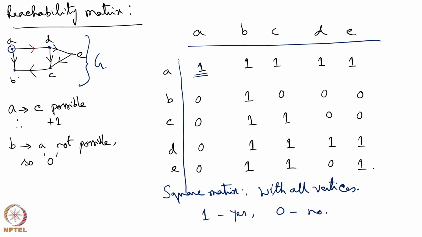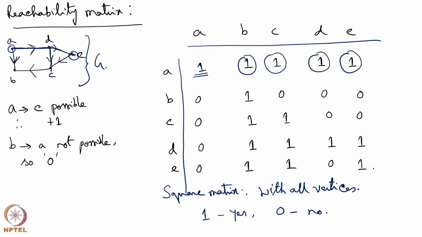Now, from A to B can I reach? Yes, I can see an arrow, therefore 1 is added here. Can I reach from A to C? The answer is yes, first A to D, then D to C. So, here I put 1. Can I reach A to D? Yes, of course, there is an arrow here. So, it is 1. Can I reach from A to E? Yes, we can reach A to E.